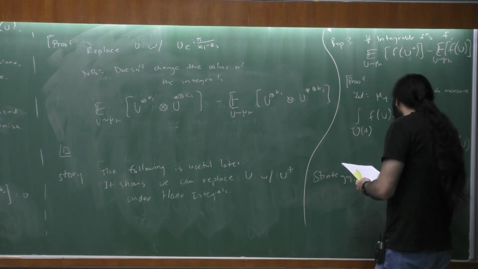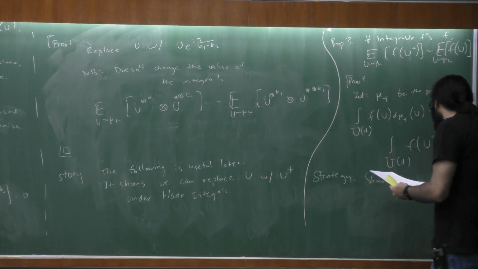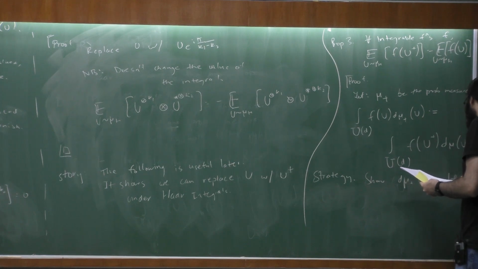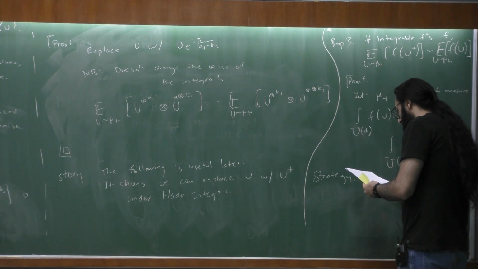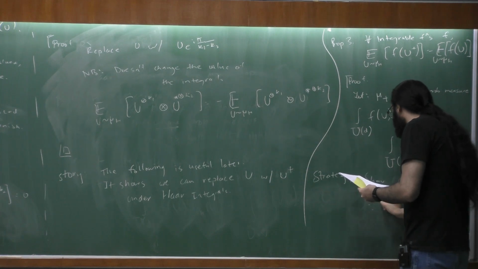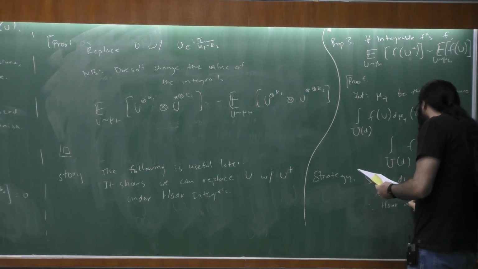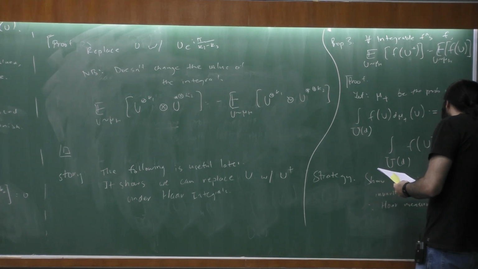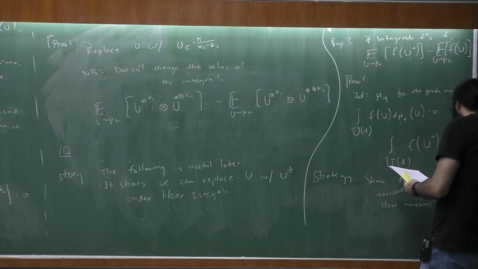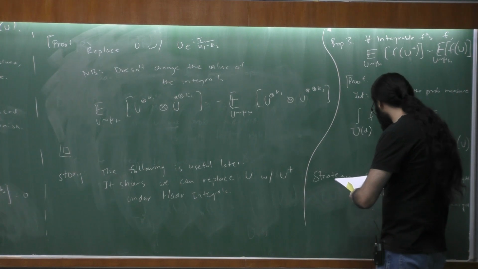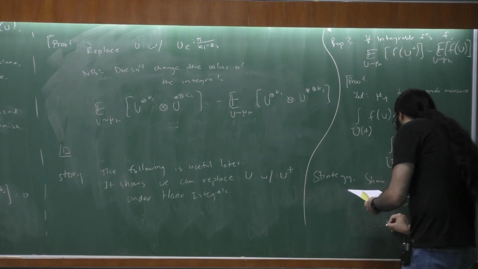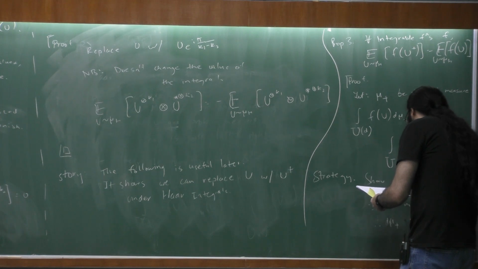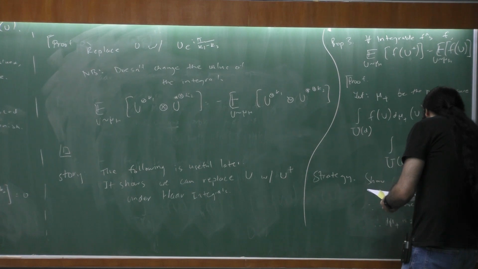Show that d mu dagger is also left-right invariant, and because Haar is unique, so we're cheating a little, right? Because we didn't prove that it's unique. We're just assuming that it is. Therefore, d mu dagger is the same as d mu.